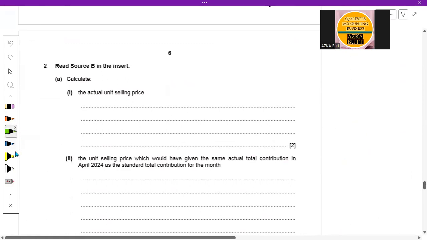In the very first question, we have to calculate the actual unit selling price. To calculate the actual unit selling price, we need to use the information about the sales price variance. So in step 1, we have to understand the sales price variance. The sales price variance represents the difference between the standard selling price and the actual selling price for the number of units sold. The variance is adverse, meaning that the actual selling price was lower than the standard.